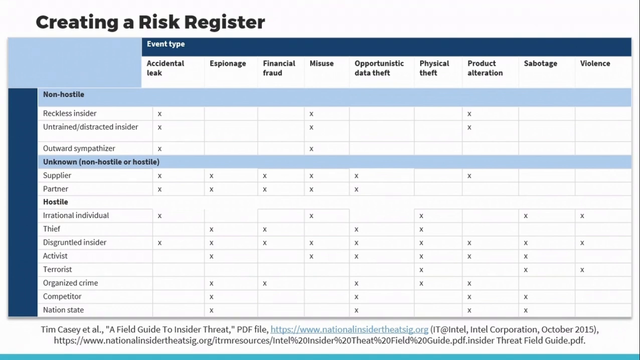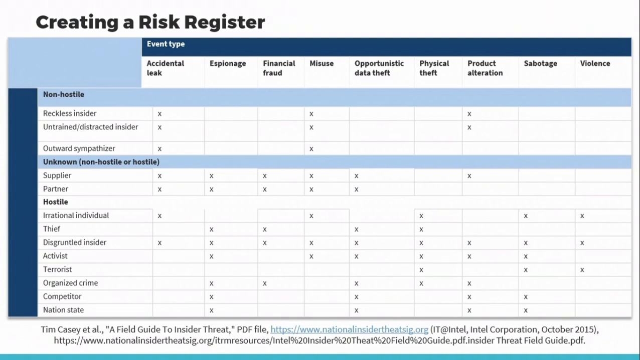Here's the takeaway from this table, however. Notice the one actor who checks off all the boxes. Casey has this as the disgruntled insider. I prefer the term compromised insider because you can be a privileged insider who's been compromised.